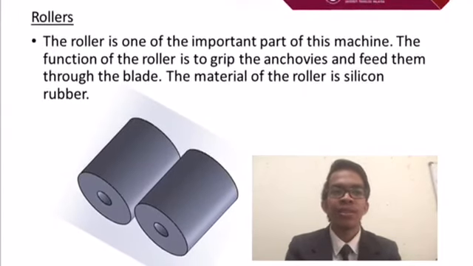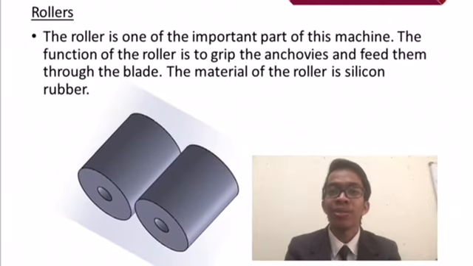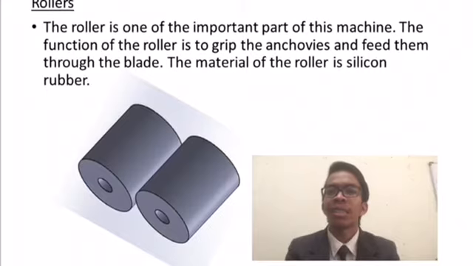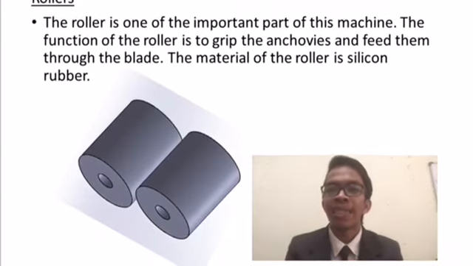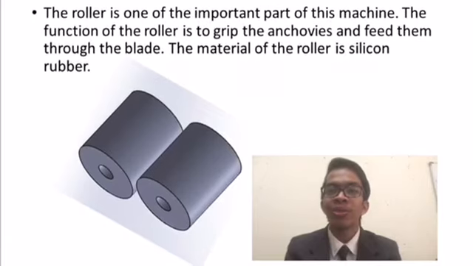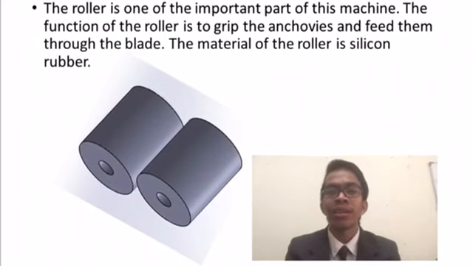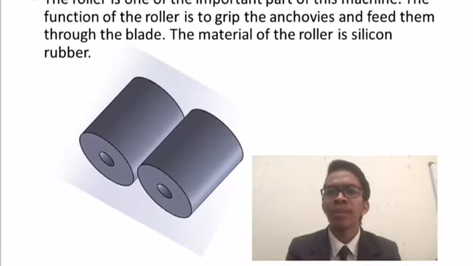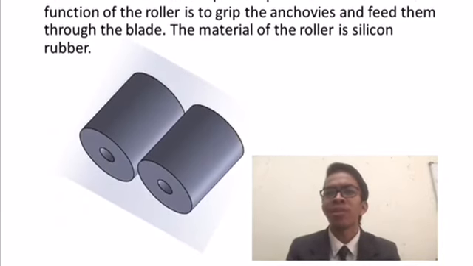Next, the rollers. The rollers are one of the important parts of this machine. As I said before, the rollers need to grip the anchovies and feed them to the blade. So the material that I chose for the rollers is silicone rubber. That is to ensure that the material is grippier for the anchovies.